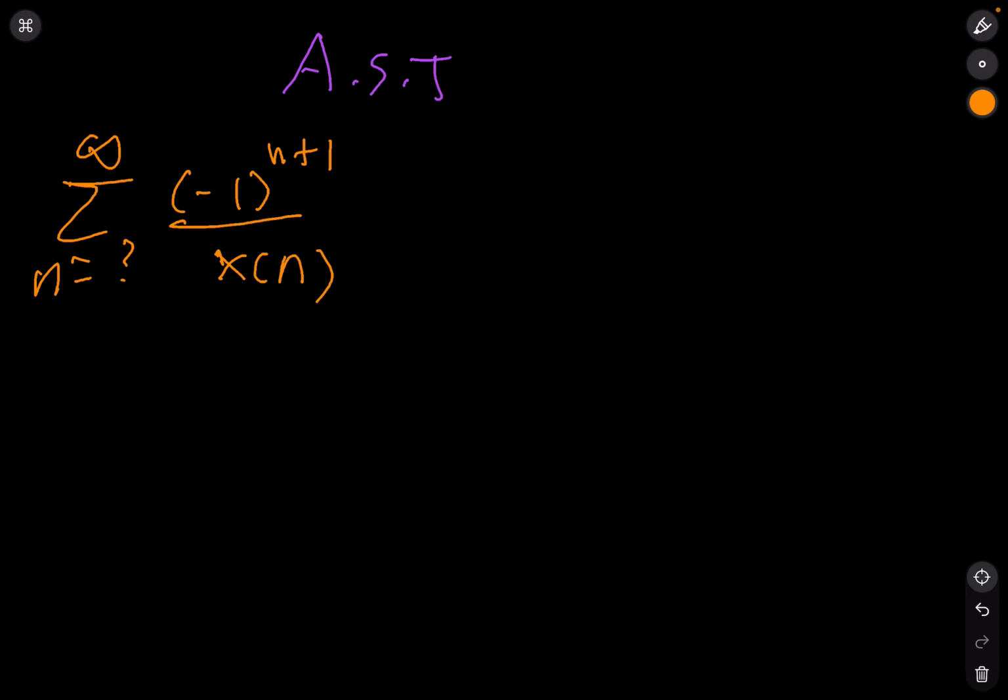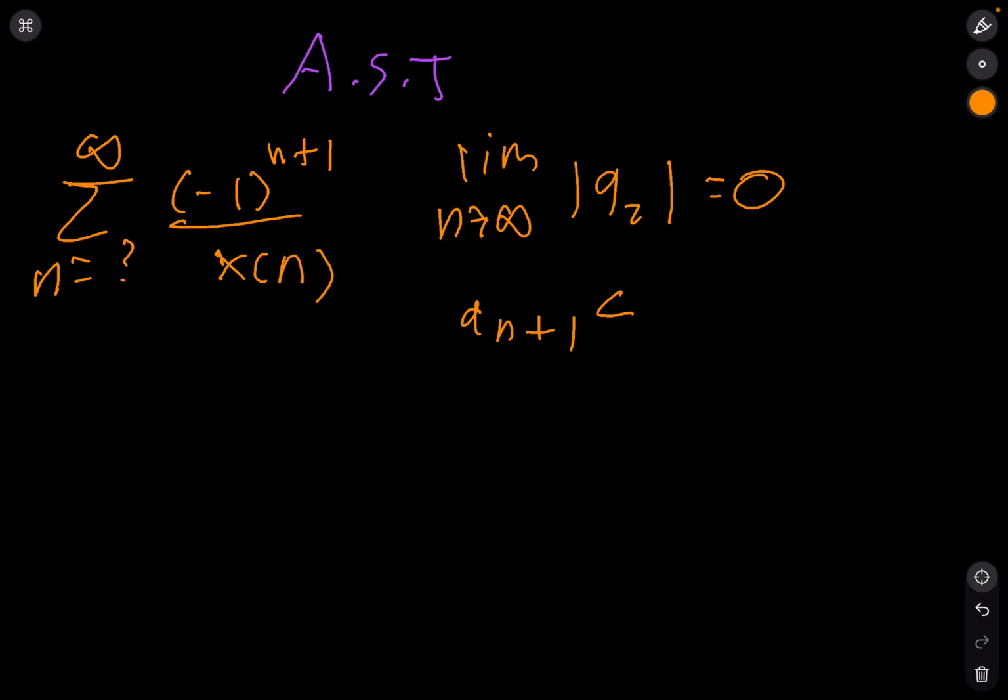you could find if it is convergent by taking the limit of the absolute term as n approaches infinity, and it will be equal to 0, and that the same term of n plus 1 is less than or equal to the normal sequence. And here's what I mean.